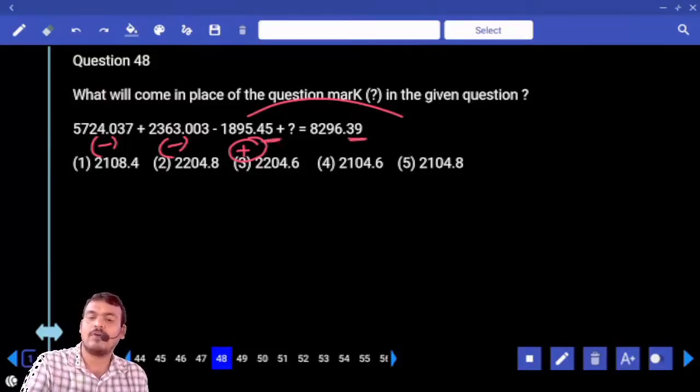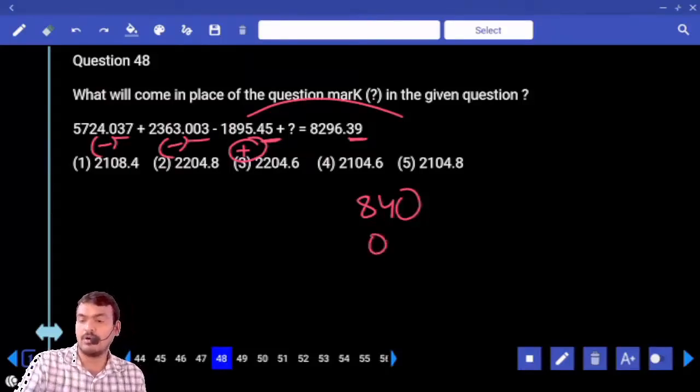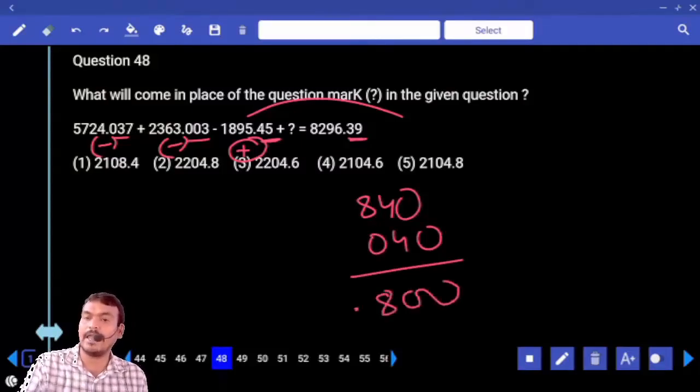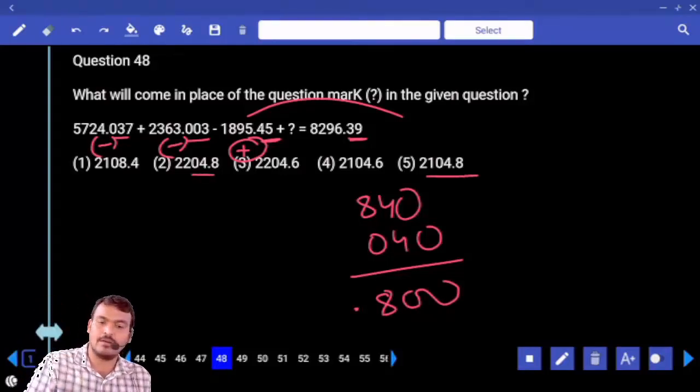39 plus 45. How much? 840 అన్నట్టు. 39 plus 450 how much? 390 plus 450, 840 అన్నట్టు. Out of 840 we are subtracting how much? 040 అన్నట్టు. 040 means ending with 0.800 అన్నట్టు. How many options are ending with 0.800? 2 options అన్నట్టు. Next, verify the third digit.